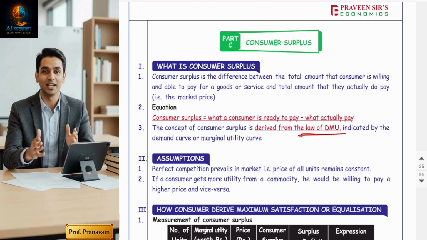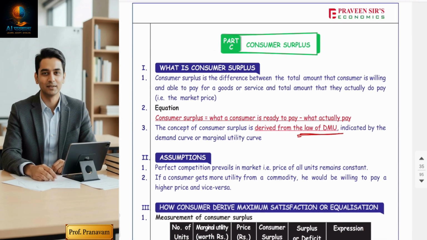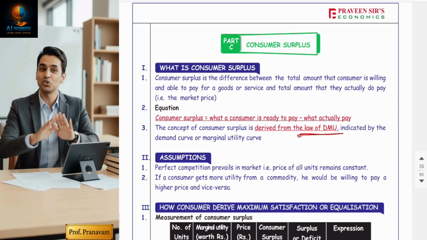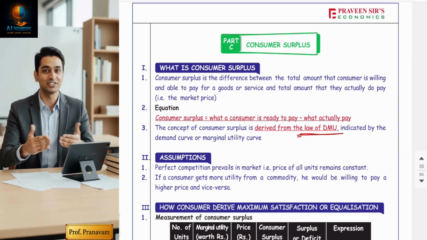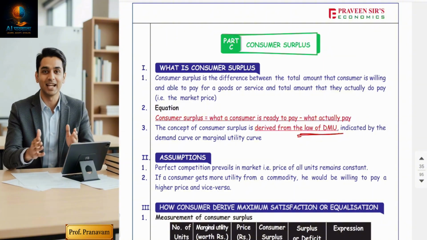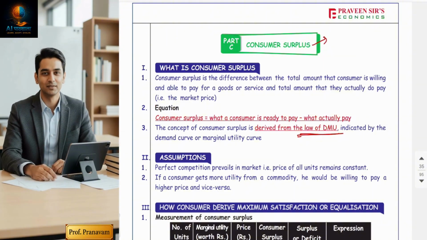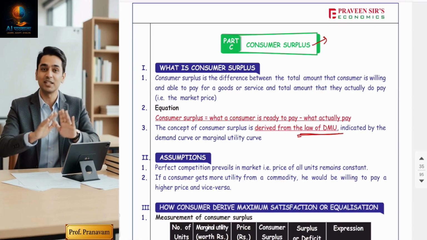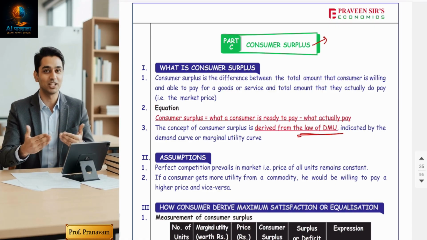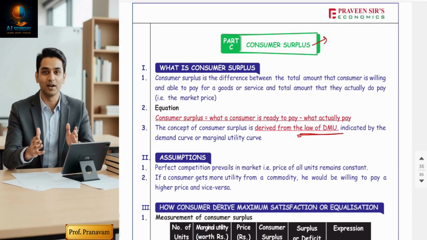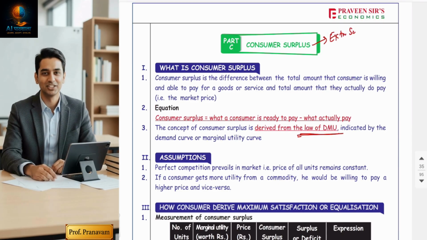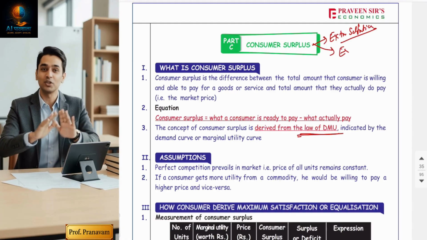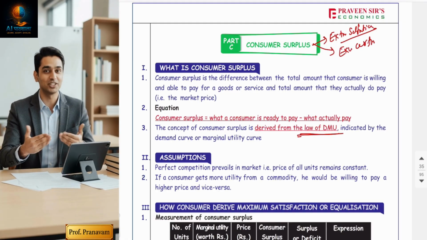Now, what do you mean by consumer surplus? Consumer surplus means the gain, the extra benefit which the consumer has gained. Surplus means profit, but here I'm not talking about monetary profit. Here I'm talking about the extra satisfaction, extra worth, extra benefit which the consumer has got psychologically by spending their limited money. So I can say extra satisfaction, extra worth for the resources.